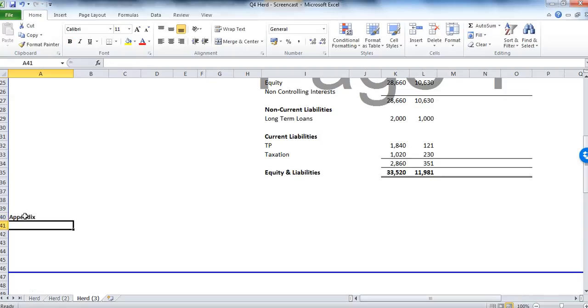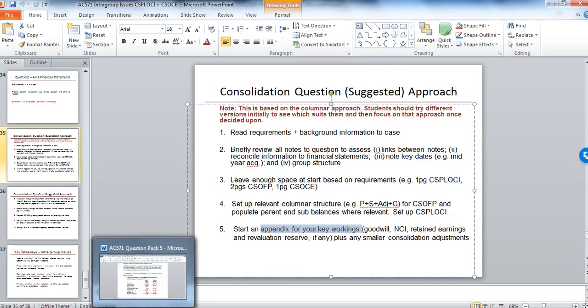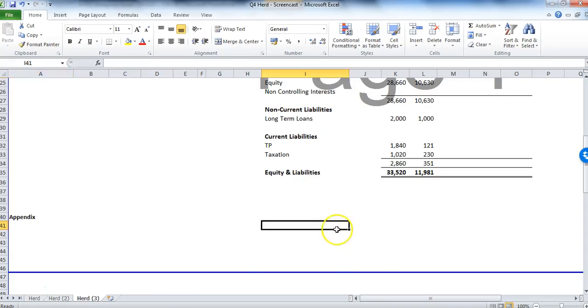So this is where I'll do my individual workings, show my unrealized profit adjustments, and show my main workings such as goodwill, NCI, etc. And I typically split this between the smaller consolidated adjustments, which I call Journal 1, Journal 2, Journal 3, and the bigger key workings. So you'll see in a lot of the solutions I put out, I keep the workings over this side where I do working 1, for example, will be goodwill.